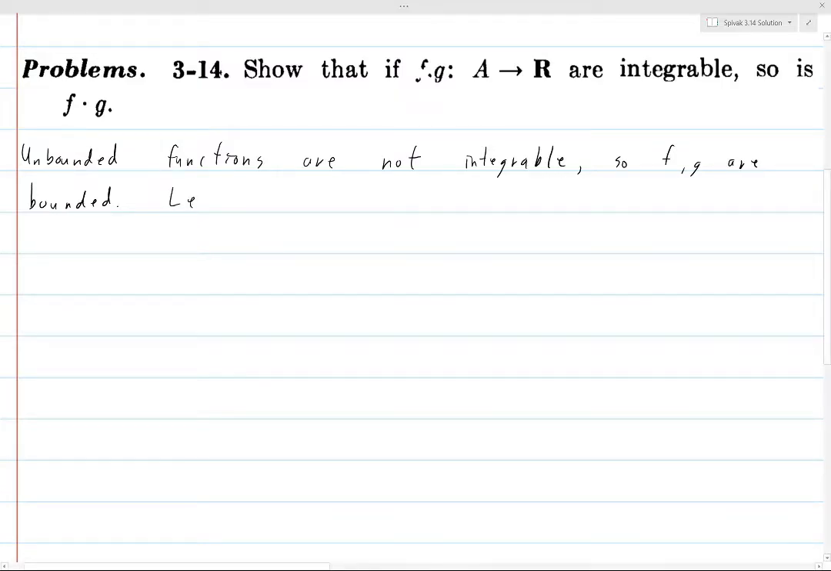So let Bf be the set of discontinuities of f. So Bf consists of all points x such that f is not continuous at x. And we call it Bf because we want to be able to refer to Bf and Bg separately. And in the textbook, there was a theorem where they referred to the set of discontinuities of a function f as B. So we'll just use that same lettering here, and we'll call it Bf.